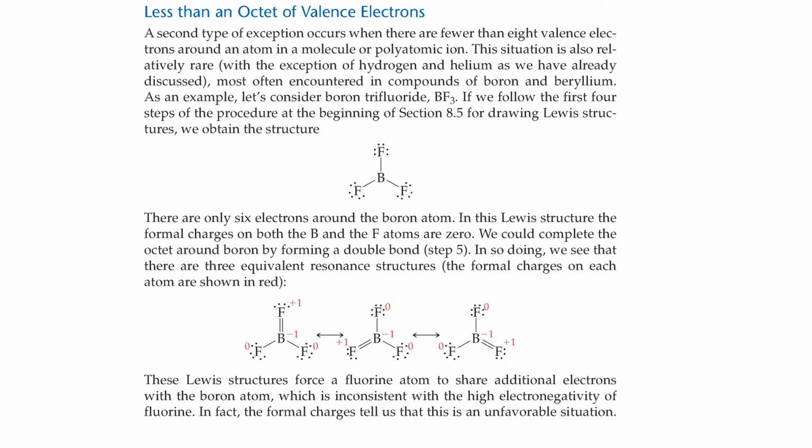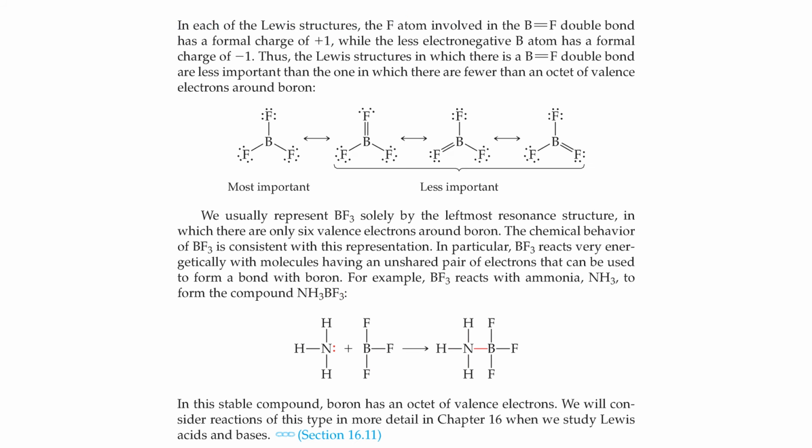These Lewis structures force a fluorine atom to share additional electrons with a boron atom, which is inconsistent with the high electronegativity of fluorine. In fact, the formal charges tell us that this is an unfavorable situation. In each of the Lewis structures, the fluorine atom involved in the boron-fluorine double bond has a formal charge of positive 1, while the less electronegative boron atom has a formal charge of negative 1. Thus, the Lewis structures in which there is a boron-fluorine double bond are less important than the ones in which there are fewer than an octet of valence electrons around the boron.